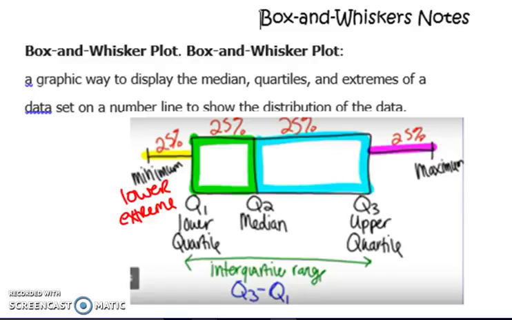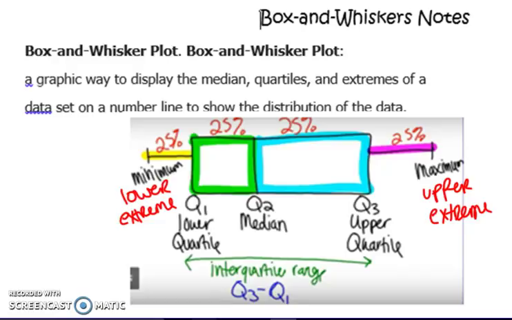Then we have to go to Q3, our upper quartile, which again, going from the median or Q2 to our upper quartile is still 25%. And then we have our maximum or our upper extreme. This is one point that is the farthest away from all the other points. It's our highest point in our full data set.